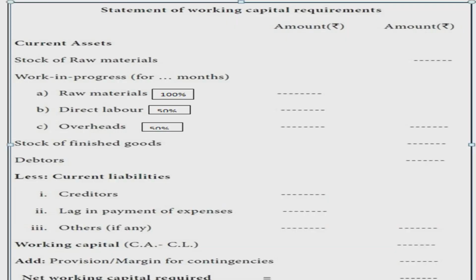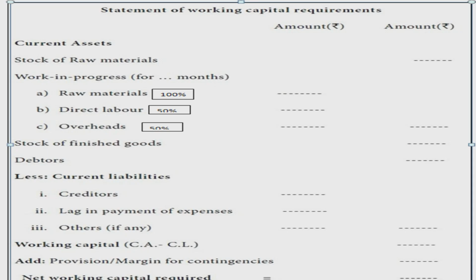requirements. Next, we are going to see the working capital requirements. Here is the format to compute working capital requirements. Usually, working capital requirement is nothing but current assets minus current liabilities. Under current assets, we will have the stock of raw material and work in progress. Under work in progress, raw materials, direct labor and overheads. Usually, raw material we have to consider 100%, and direct labor and overhead we consider as 50%.